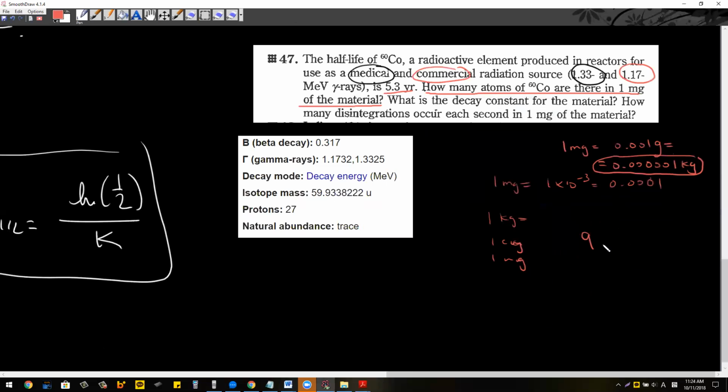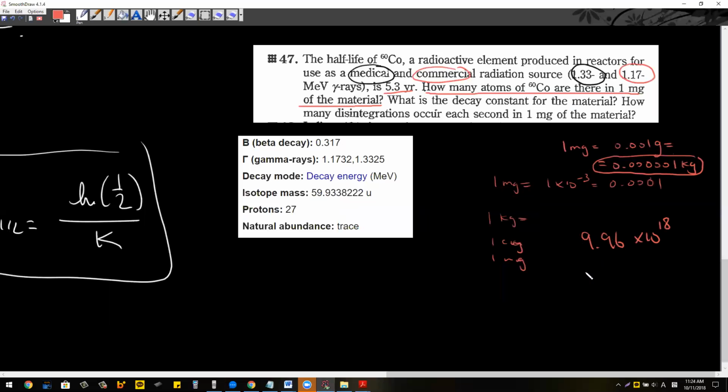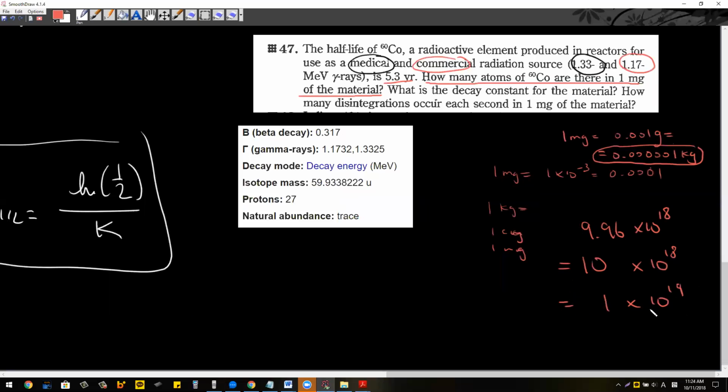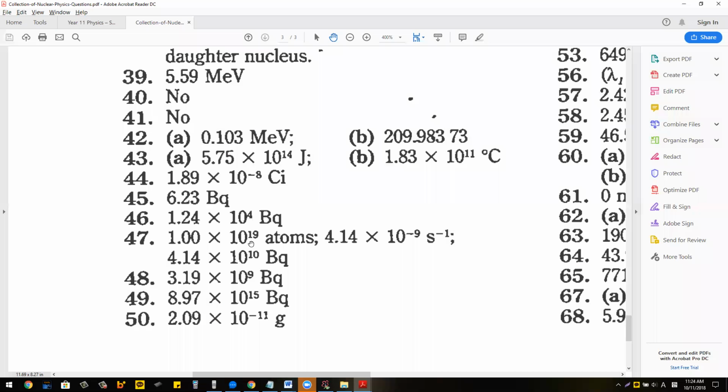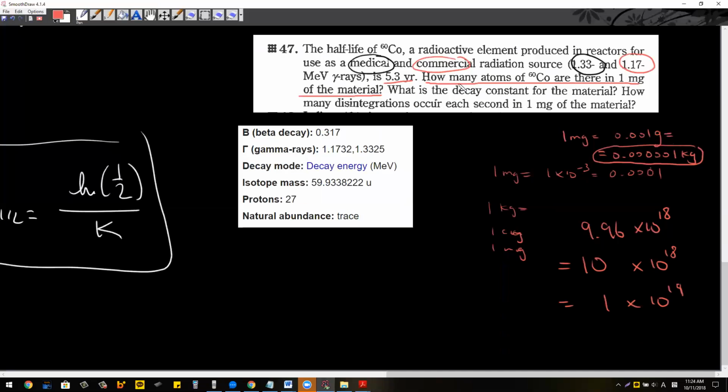So you round up, you get 9.96 times 10 to the power of 18, right? So here's a trick. You can round it up to 10. Then you get this one. Oh, but I think it's power of 19 in the answer. All right, yeah. Don't worry. So I want you to think about the other part. What is the decay constant for the material?